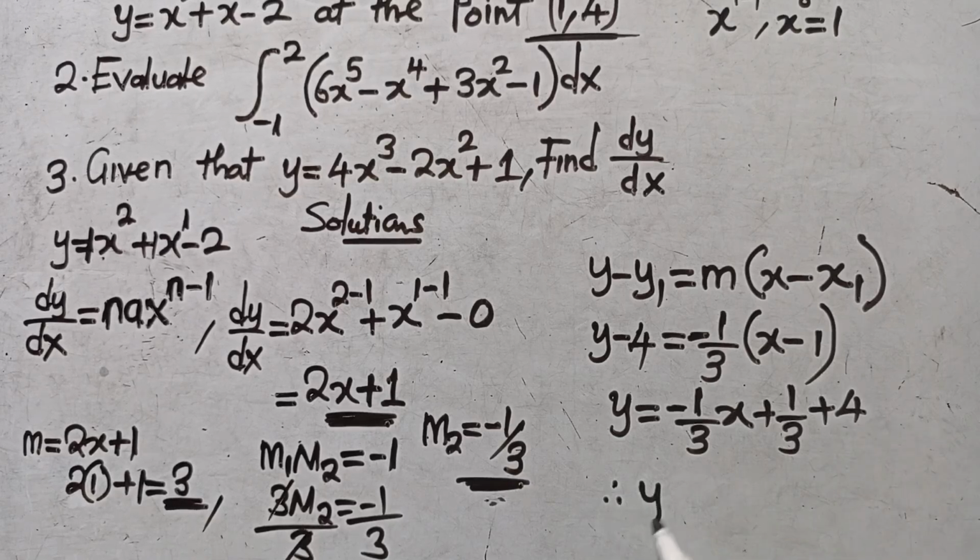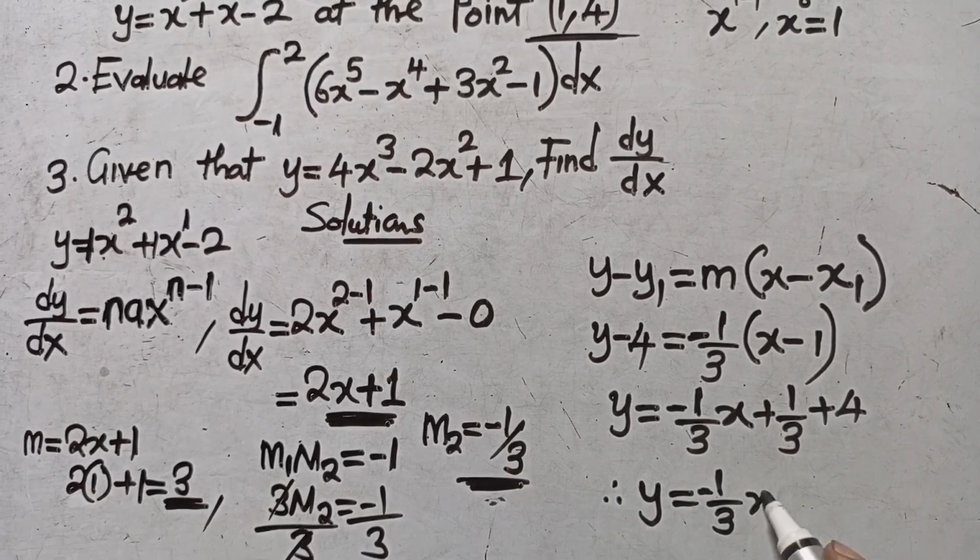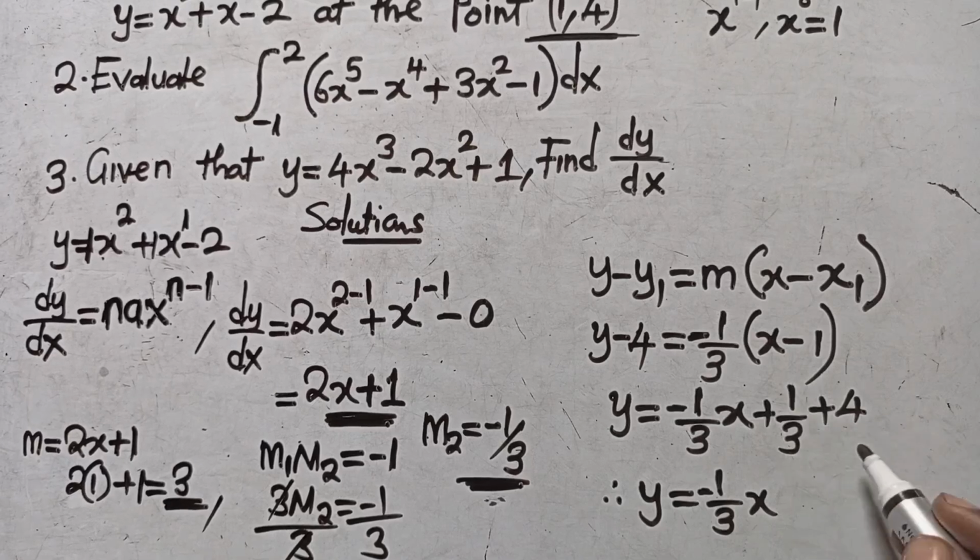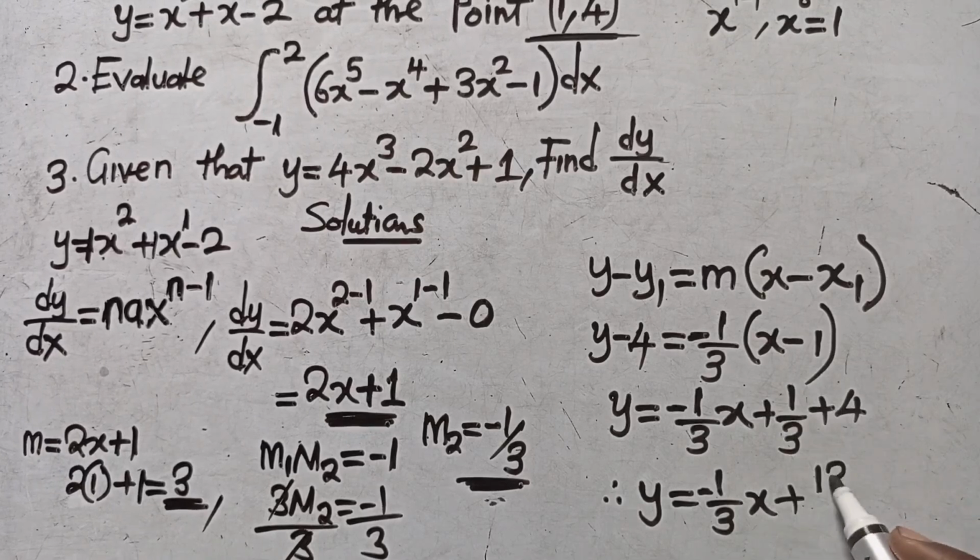Finally, therefore, y is equal to negative 1 over 3x. When you do your evaluation there, you are going to get your answer as 13, so you say plus 13 over 3. Meaning this is the equation of the normal. This is how you are supposed to answer that particular question.